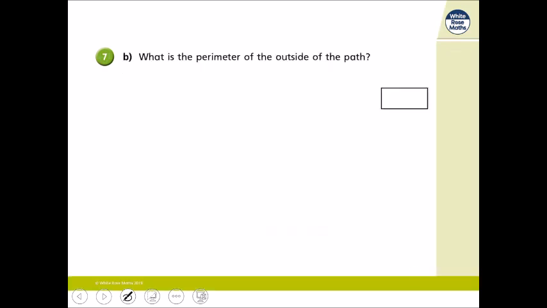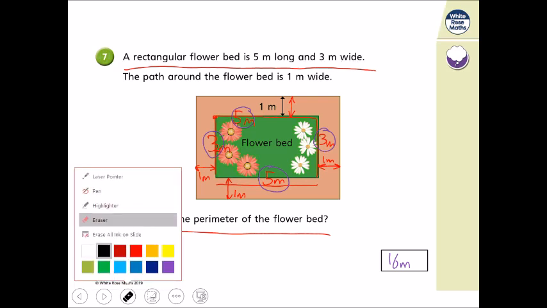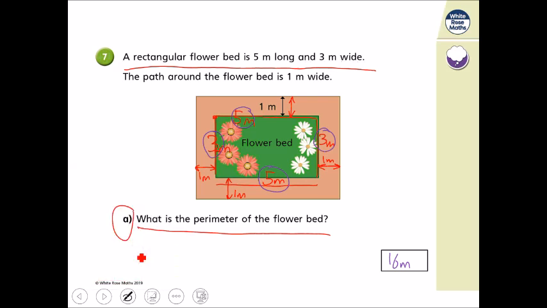Okay, and the second part of the question, what is the perimeter of the outside of the path? Right, now, let's get rid of the bits that we don't need. Well, actually, we need most of that, so let's leave those. So the outside of the path. So we need to know this distance, and we need to know this distance, and this, and this. Okay. Now, let's start with this distance here.